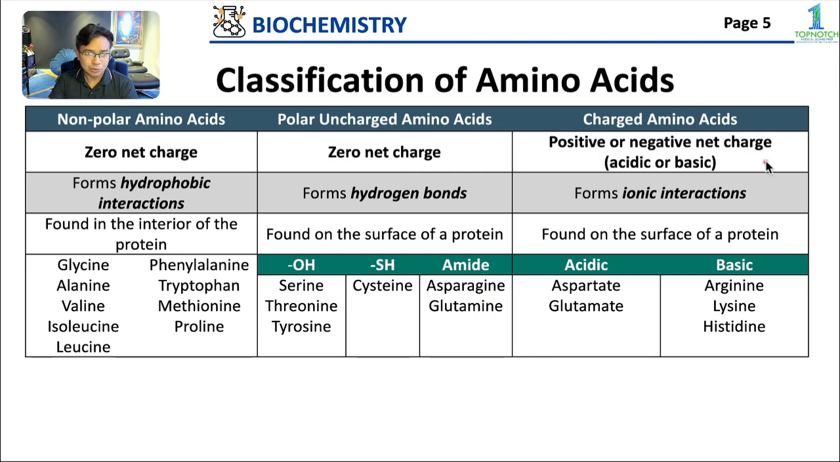Now, for charged amino acids, again, they are polar. Since charge confers a polar property, but they can be either positively or negatively charged. Can be acidic or basic. And with that, they can form ionic interactions. Since they're polar, they can also be found at the surface of the protein. So if acidic ka, you have your aspartate or aspartic acid. You have glutamate, glutamic acid. If you're basic, you have your arginine, lysine, and histidine.